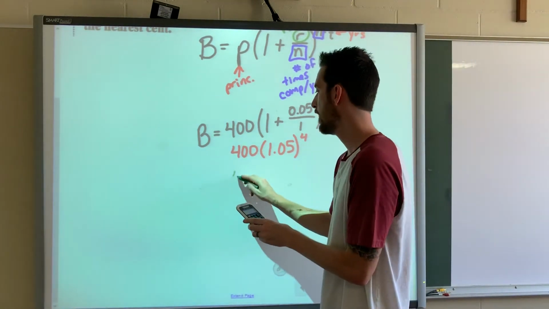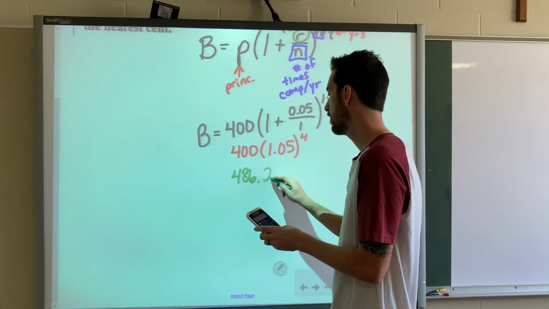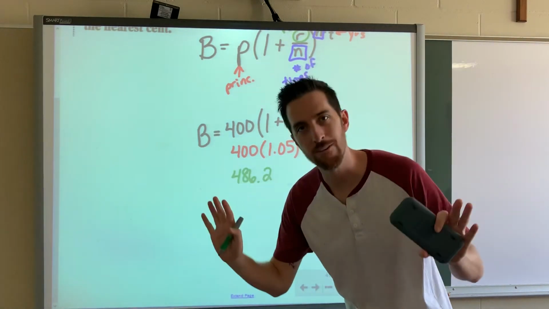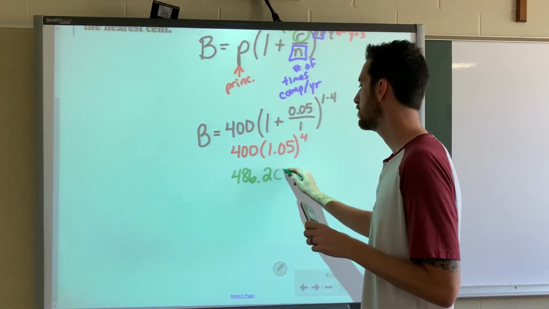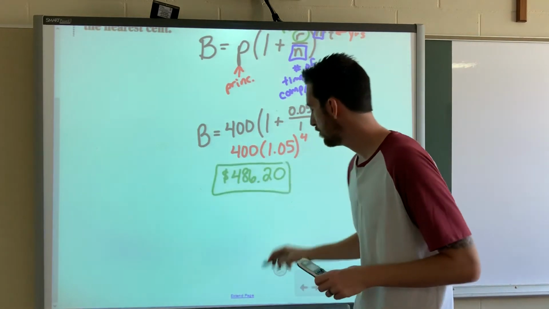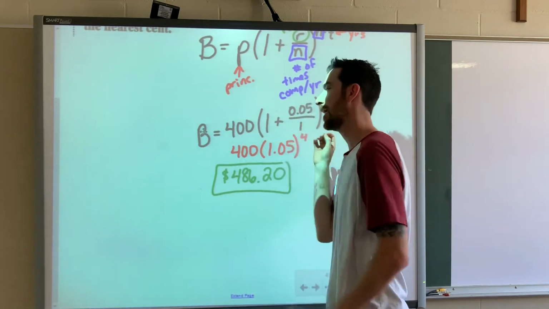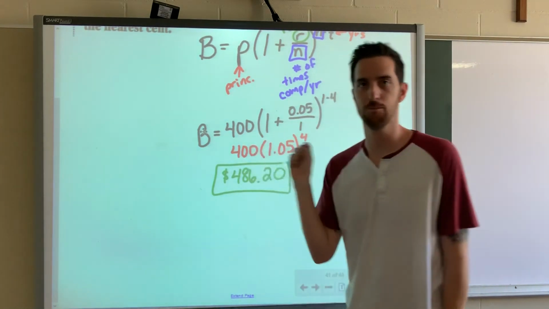We get 486.2025. We're going to round to the nearest cent, which is 20. That is our balance in the account. So figure out everything in the parentheses first, then bring in the exponent. The last step is to multiply it by that principal amount.